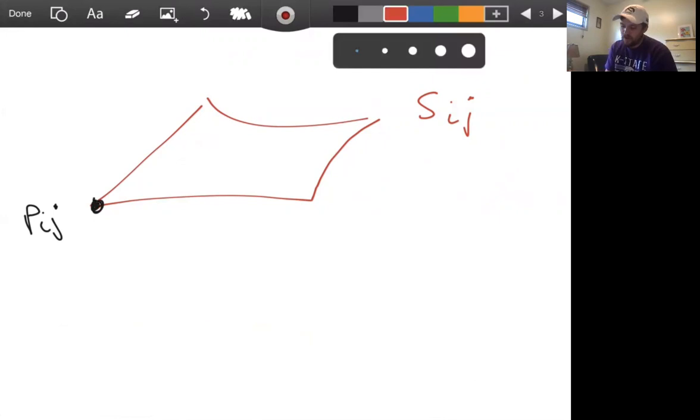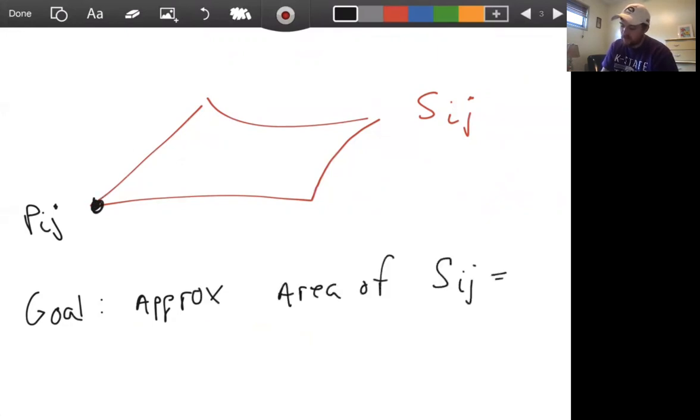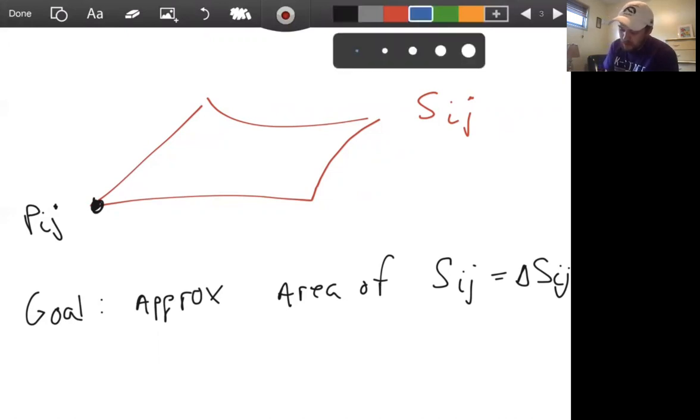We want the area. So the goal is to approximate the area of Sij, which we're going to call delta Sij. And how can we come up with an approximation of delta Sij? Well, you can see this is awfully close to a parallelogram.